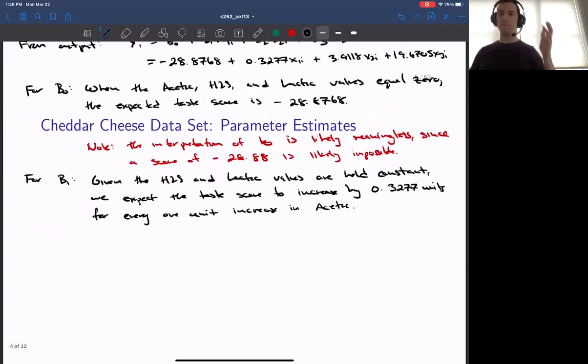We're basically just saying how we expect the response variable to change with each unit increase in the explanatory variable of interest. So if the acidic value increases by 1 unit, we expect the taste score to increase by 0.3277, but only if x2 and x3 are held constant. So again, what you can see here is that in the MLR case, a lot of the initial ways of working with the model are the same.